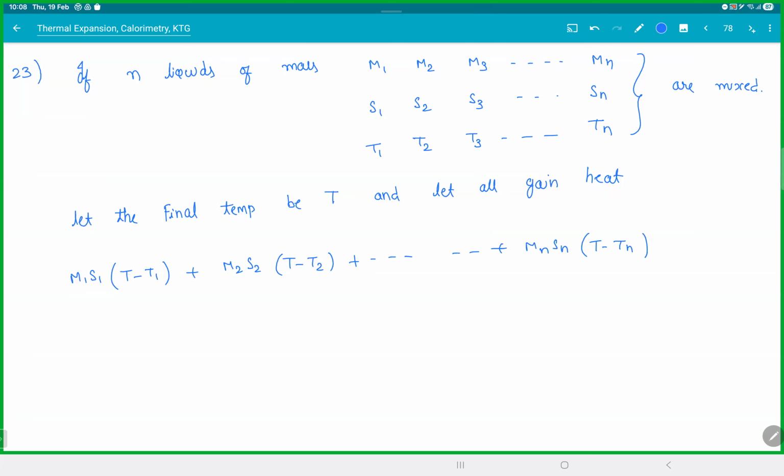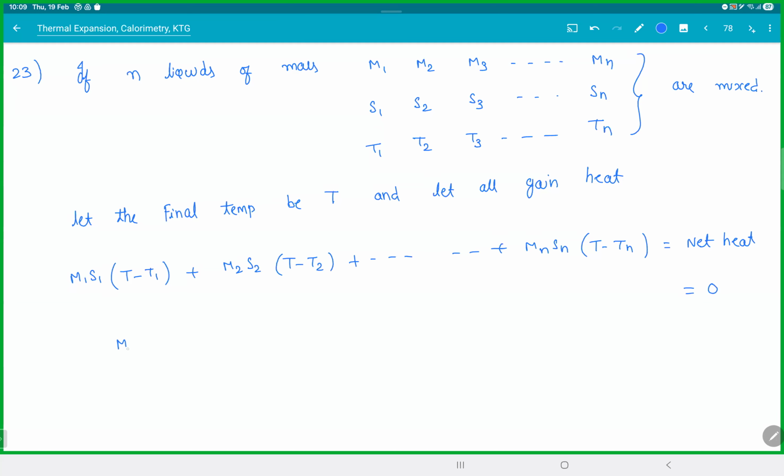But tell me something, can all the liquids gain heat? When you mix all the n liquids, is there any heat entering from outside or leaving to outside? So the net heat flow is zero. Is that making sense? When you mix the n liquids, this is a system. There is no heat coming from outside or going to outside.